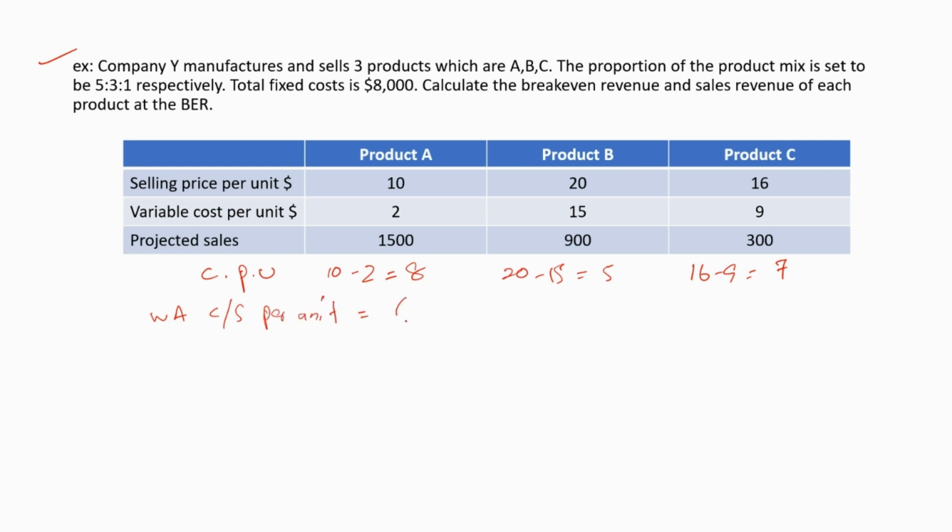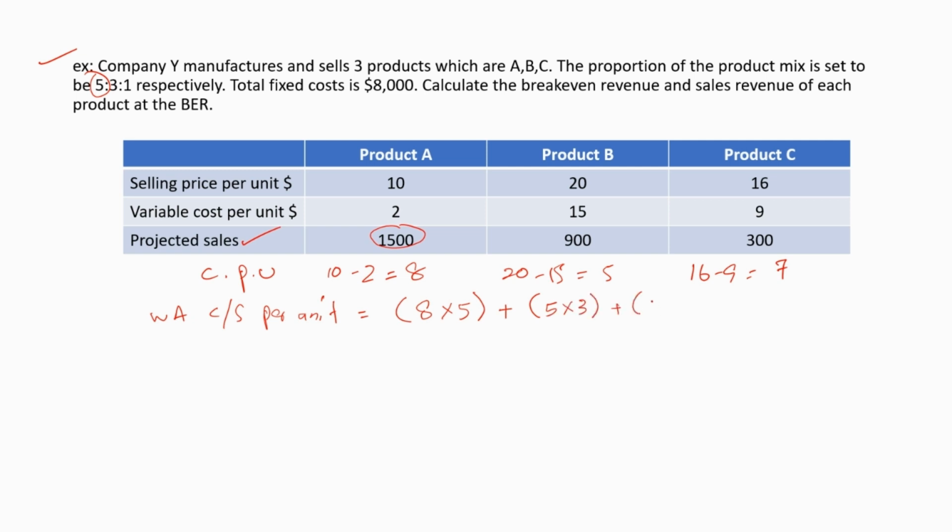So for product A, the contribution is 8 multiplied by the budgeted sales units, or here they have given us the projected sales units. So we can either use this value or this value. We can use either 5 or 1500. So let's use the figure 5. For product B, 5 multiplied by 3.